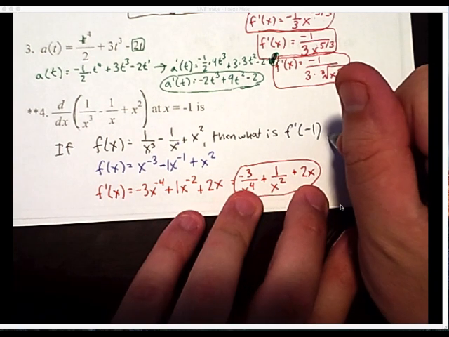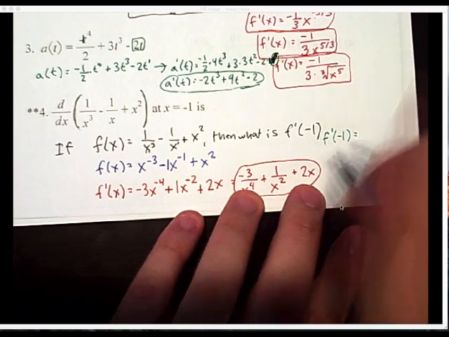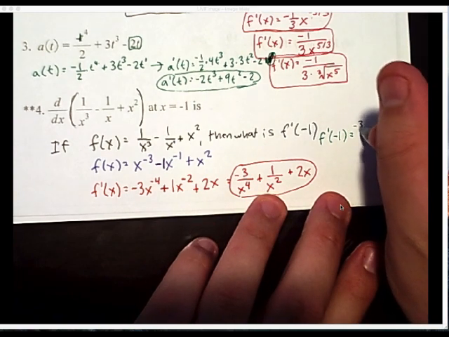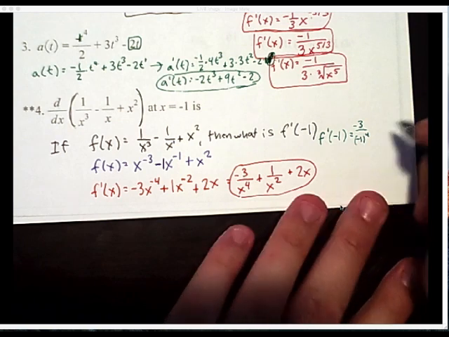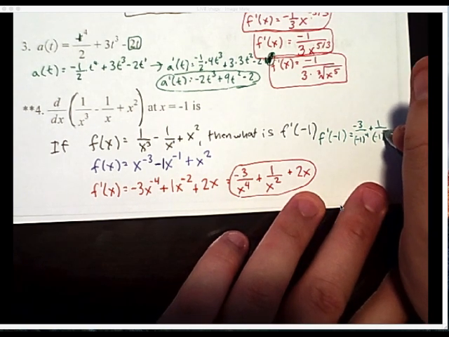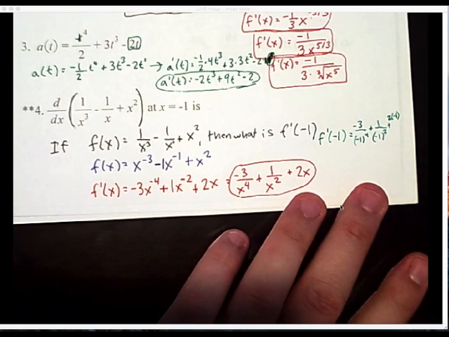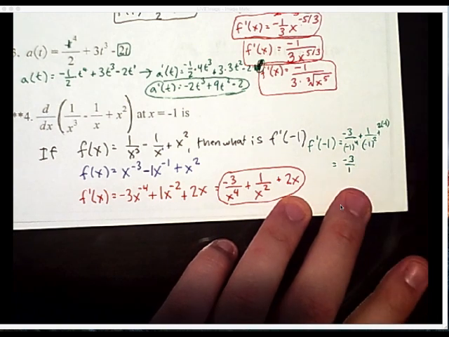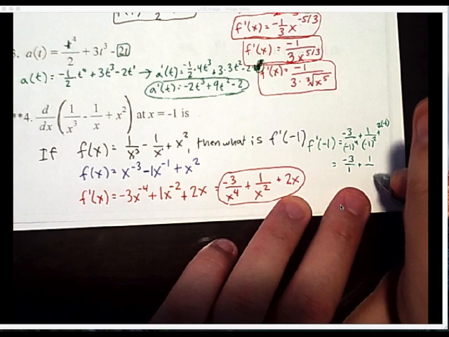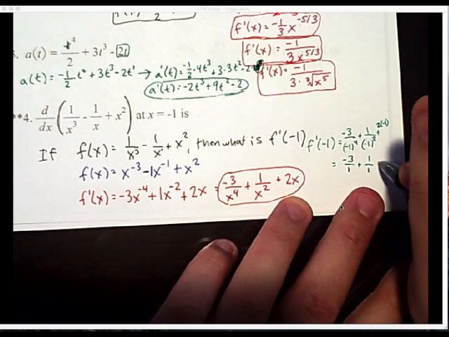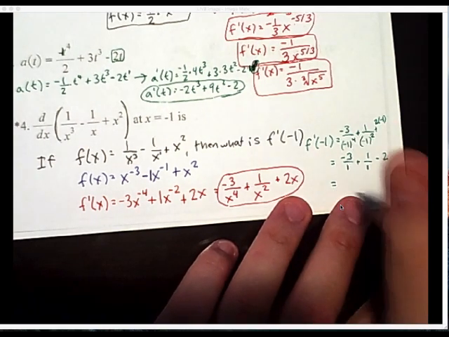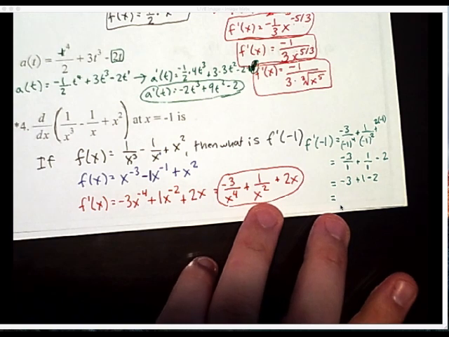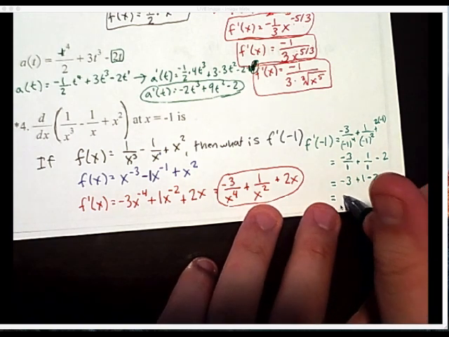They want to know what f prime, what the derivative is, evaluated at -1. So I'm going to take this function right here, and everywhere I see an x, I'm going to plug in a -1. So I have -3 over -1 raised to the 4th power, plus 1 over -1 raised to the 2nd power, plus 2 times -1. Now I'm just going to simplify that. -1 to an even power will be +1, plus 1 over -1 again to an even power will be +1, and 2 times -1 would be -2. So -3 over 1 is -3, 1 over 1 is 1, and I have a -2 at the end. If you combine those, -3 plus 1 is -2, minus another 2 is -4.